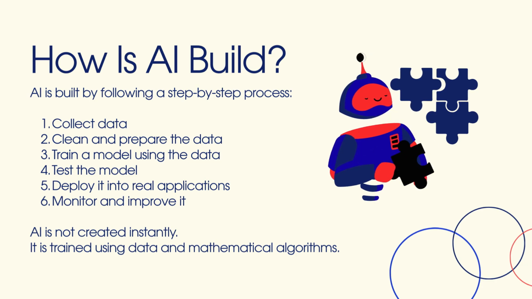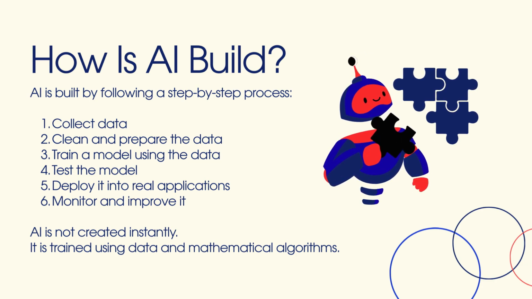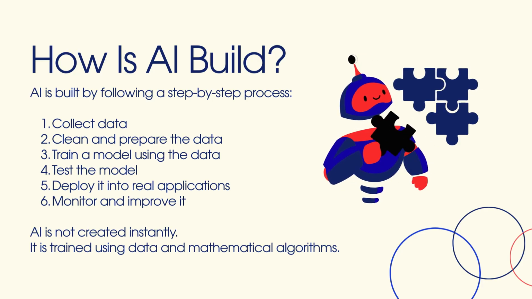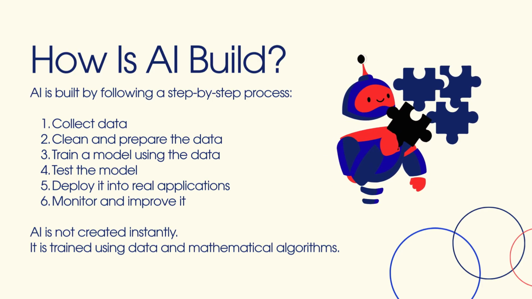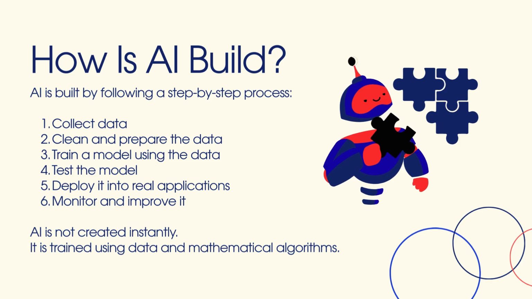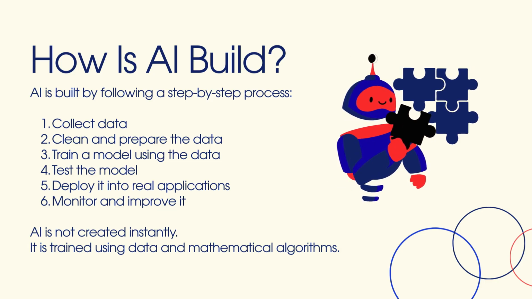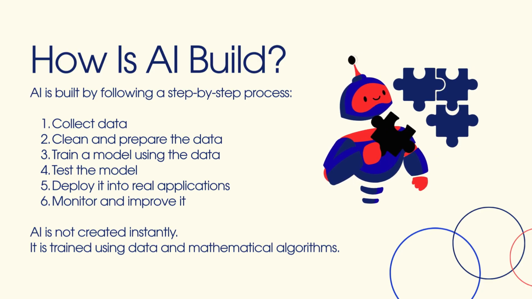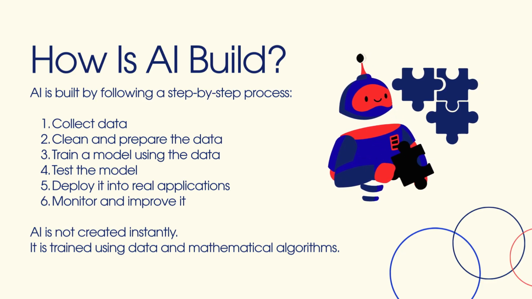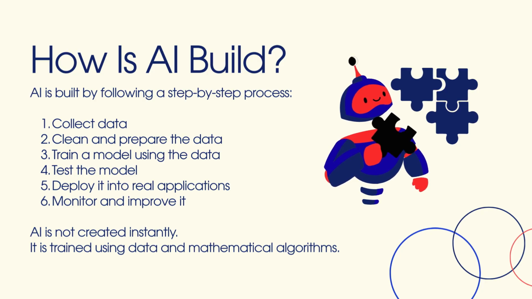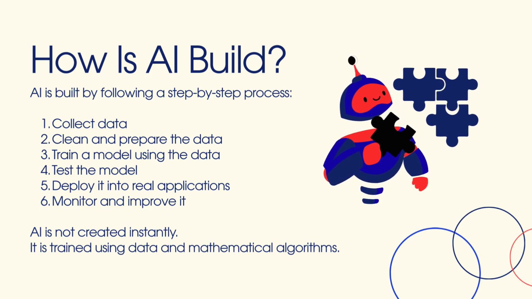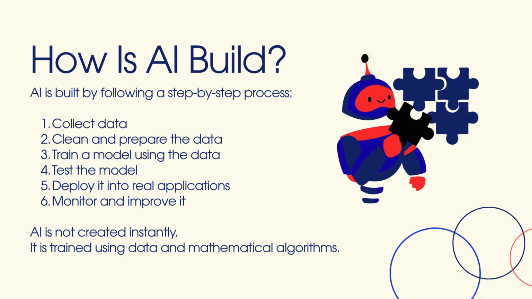How is artificial intelligence built? Artificial intelligence is built by following a structured, step-by-step process. First, they collect data. This data can be images, text, numbers, or user activity. Second, they clean and prepare the data. Raw data is usually unorganized and may contain errors, so it must be processed properly. Next, they train a model using the prepared data. The system studies patterns and adjusts itself based on examples.